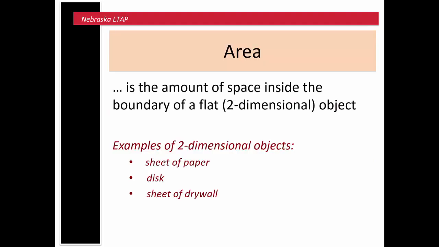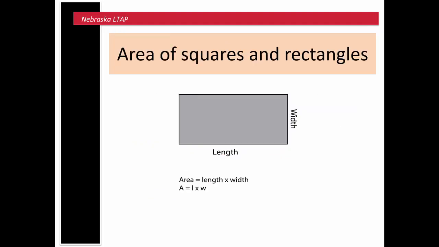So we talked about perimeter. Like I said, it's a linear distance. We're just talking about measuring one flat line around something. Now we're going to talk about area. Area is basically the amount of space inside the boundary of a flat, two-dimensional object. So when I talk about the area of a sheet of paper, the area that it takes up when I put it on the desk, the flat space, the amount of space that it takes up. The area of a sheet of drywall, a disc. So we're talking about just two-dimensional objects that don't really have any height to them. We're just talking about this flat space they take up.